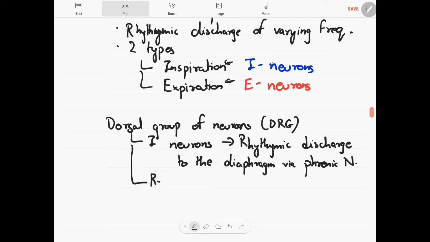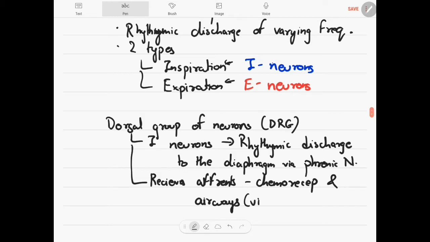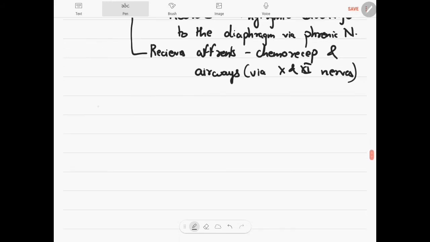Dorsal group receives afferents from chemoreceptors and the airways, via the 10th and 11th nerves. The next group is the ventral group of neurons, or VRG. It extends through the nucleus ambiguus.